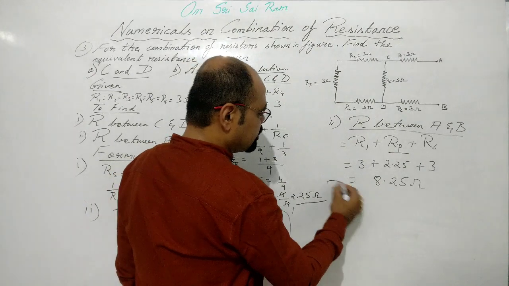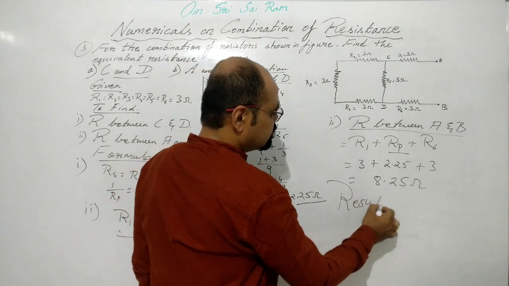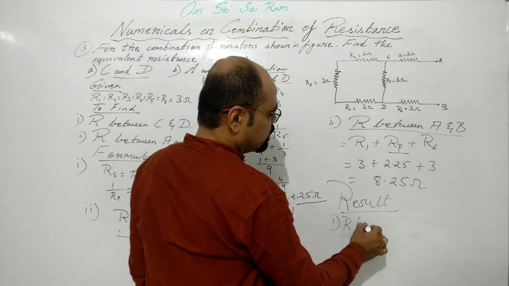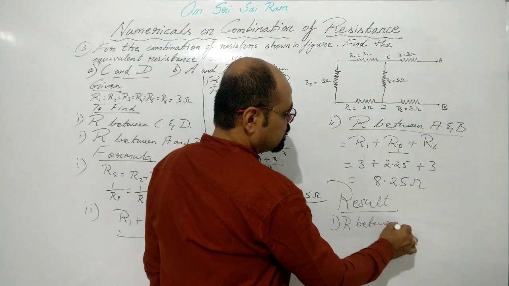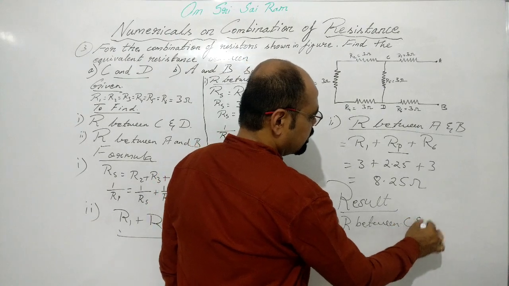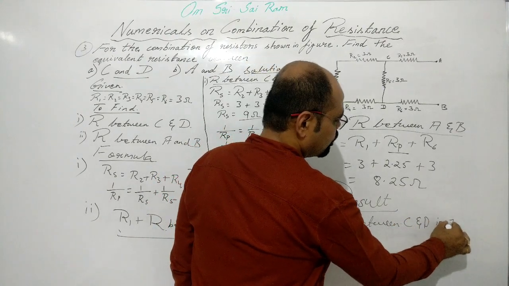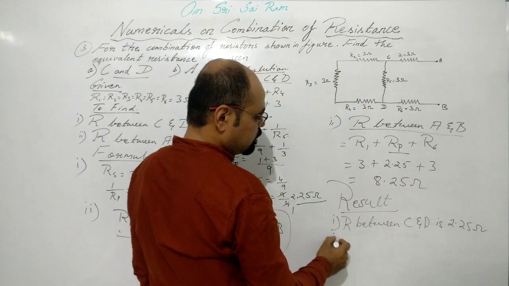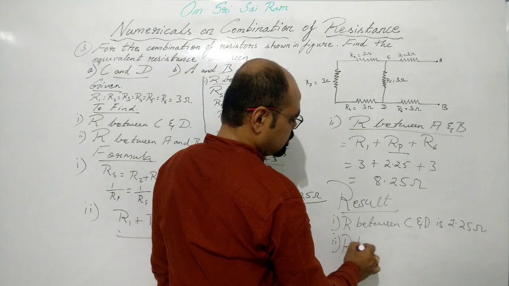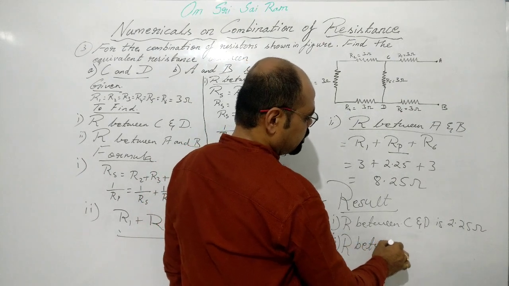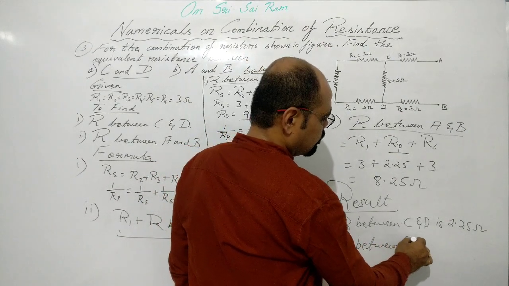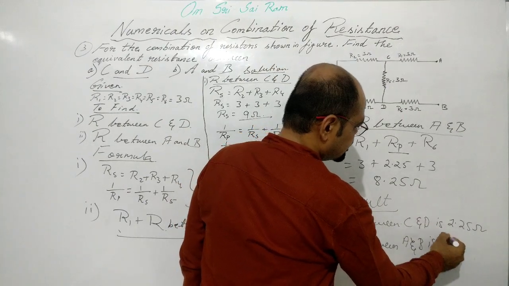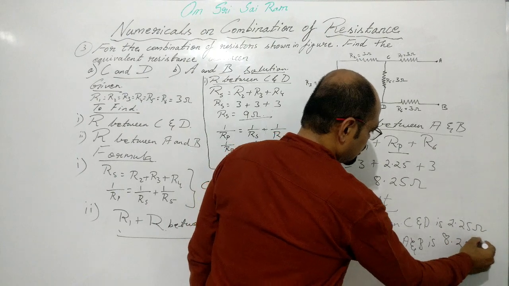Now in the result you have to write, first one, resistance between C and D is 2.25 ohms, and resistance between A and B is 8.25 ohms.